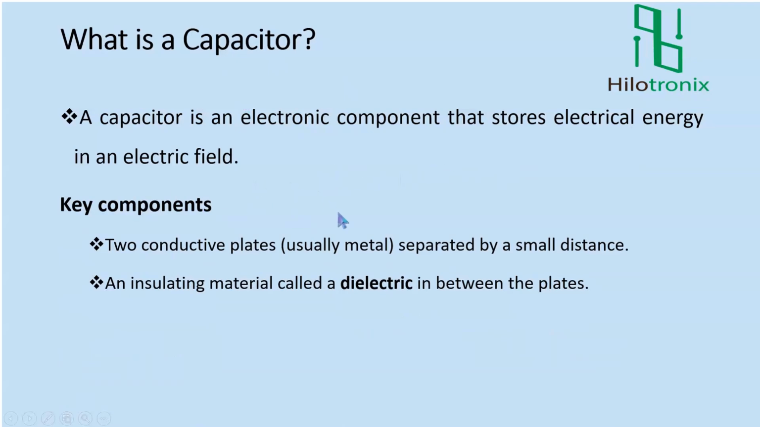The key components: they consist of two conductive plates, usually metal, separated by a small distance, and an insulating material called a dielectric is placed in between the plates. Usually we use mica and other insulators.